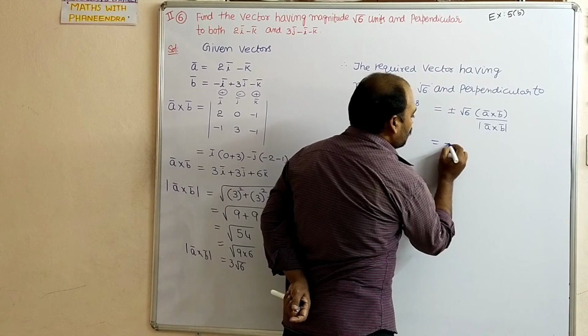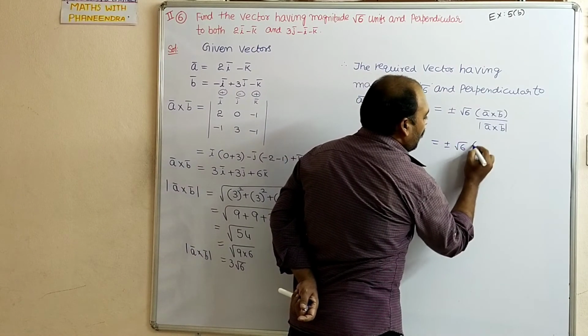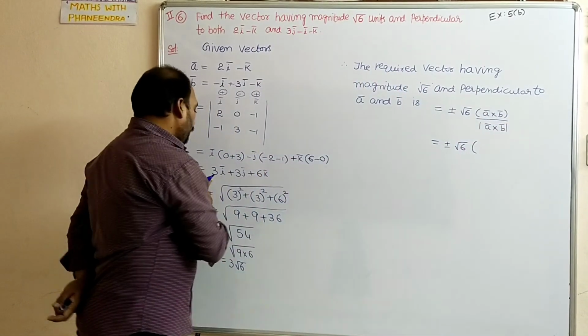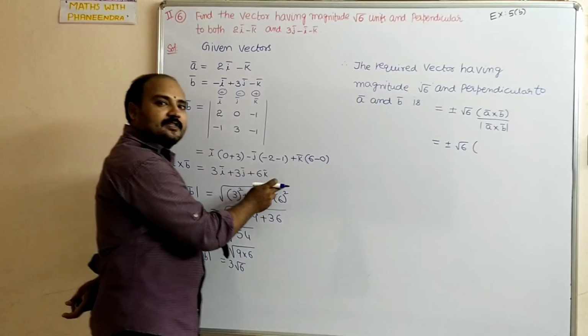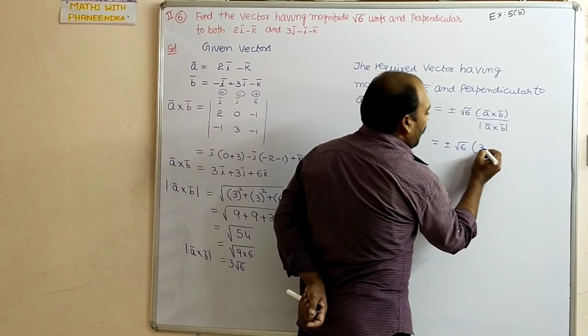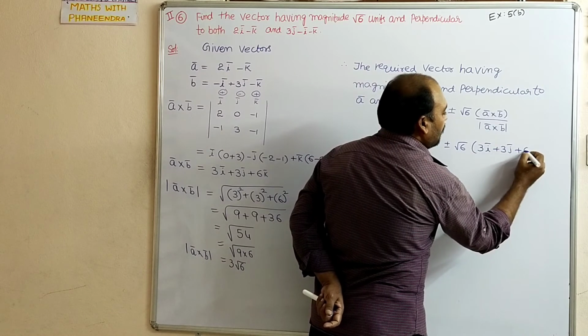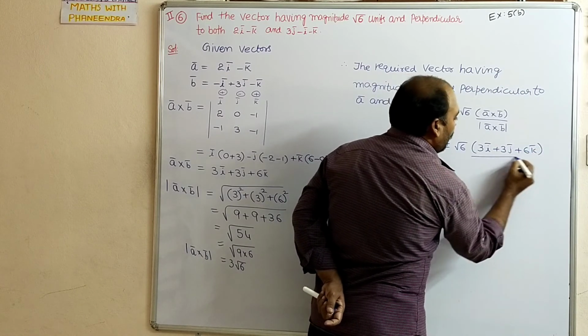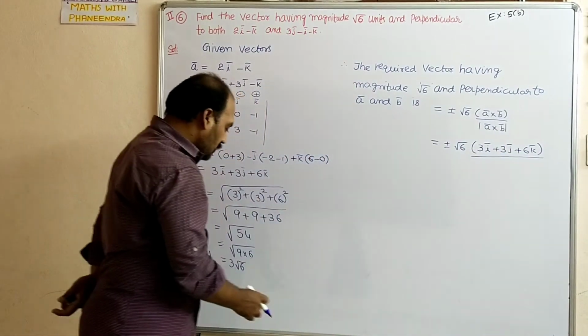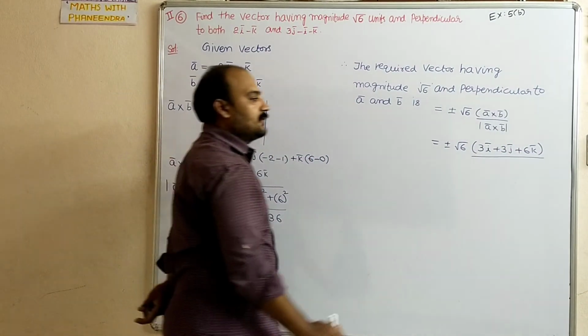Plus or minus root 6. What is a bar cross b bar? 3i plus 3j plus 6k, divided by mod a bar cross b bar, 3 root 6.